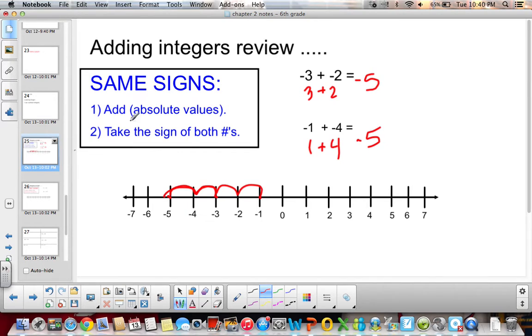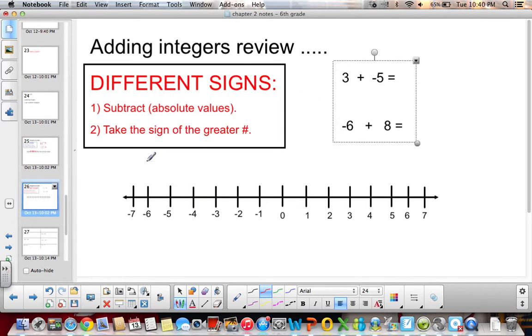So you might want to write this in your notes if you didn't already. Same signs: add the absolute values, or basically if you just want to remember, you drop the signs, add the 2 numbers, take the sign of both of the numbers. Different signs: we subtract the absolute values and then take the sign of the greater number. So that's something else you want to probably add into your notebook.